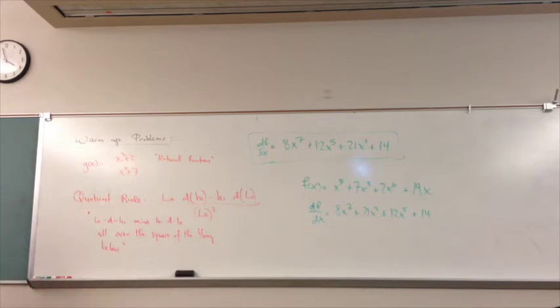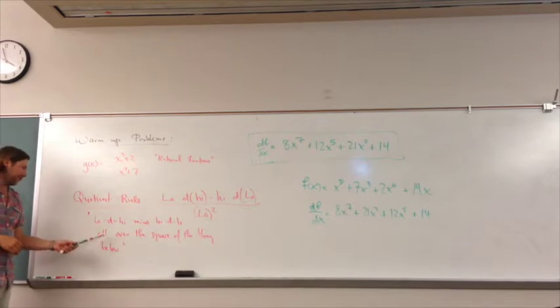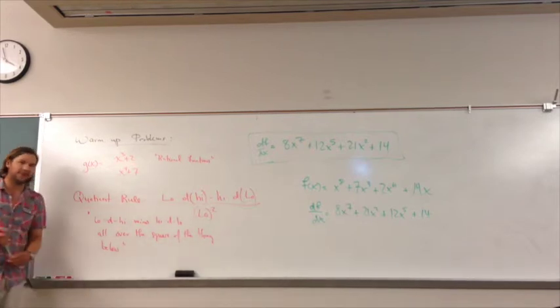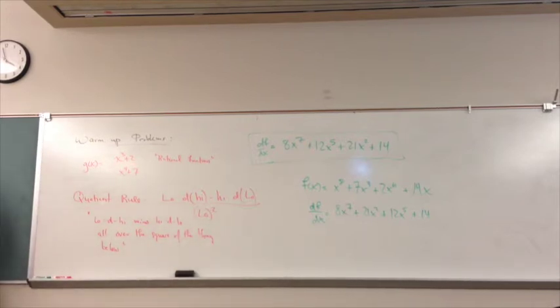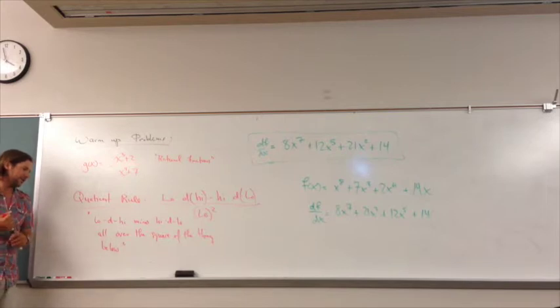Does anybody in here rap? Yeah? So who wants to sing the rhyme? Low d high minus high d low all over the square of the thing below. You remember that? Yeah? It's not quite as good as Pop Goes Illegal, but low d high minus high d low all over the square of the thing below.